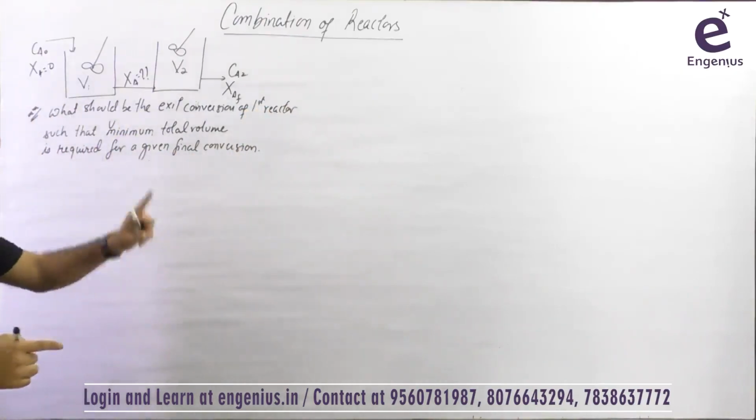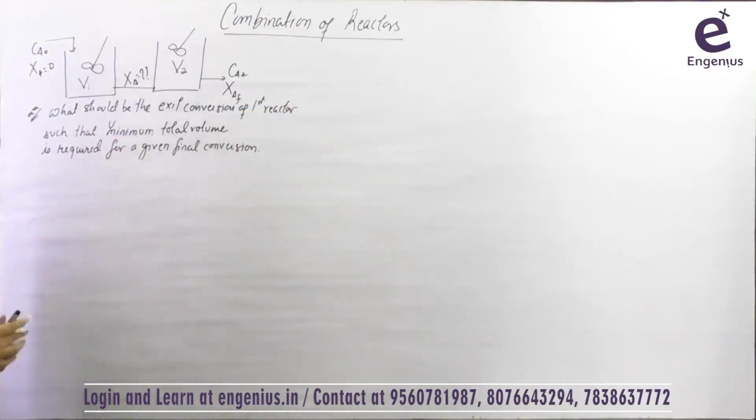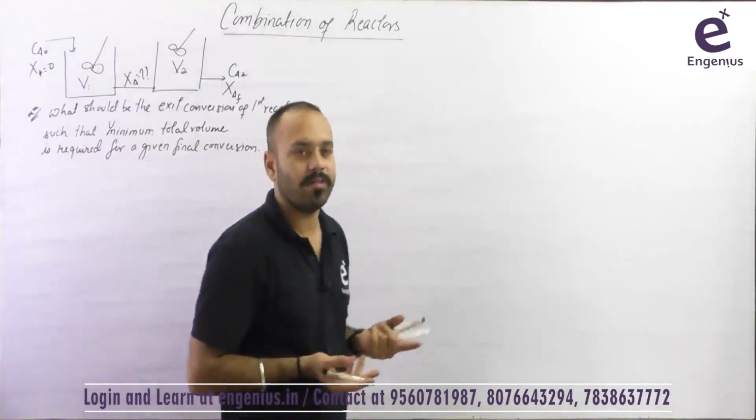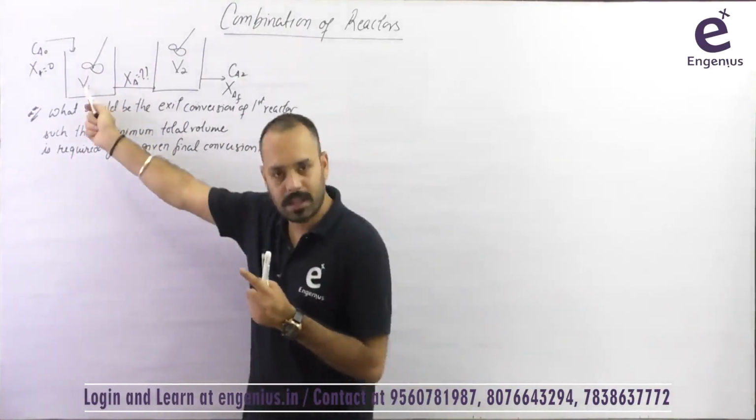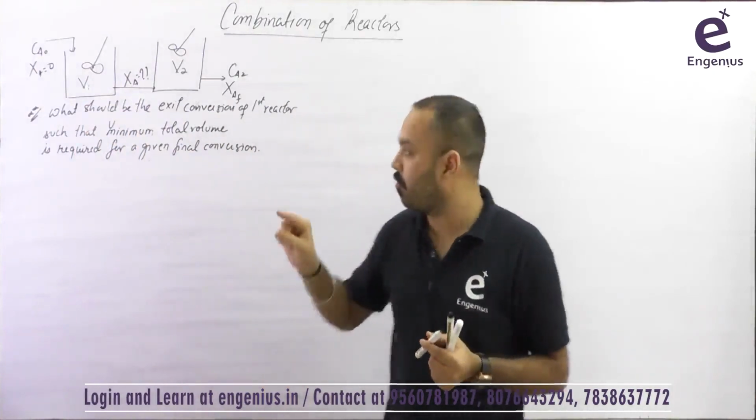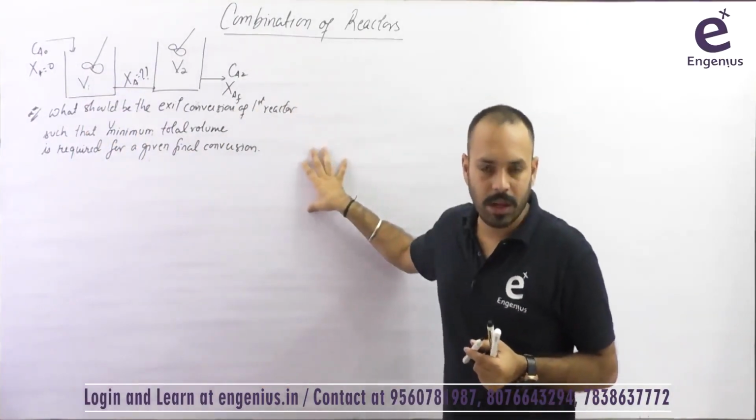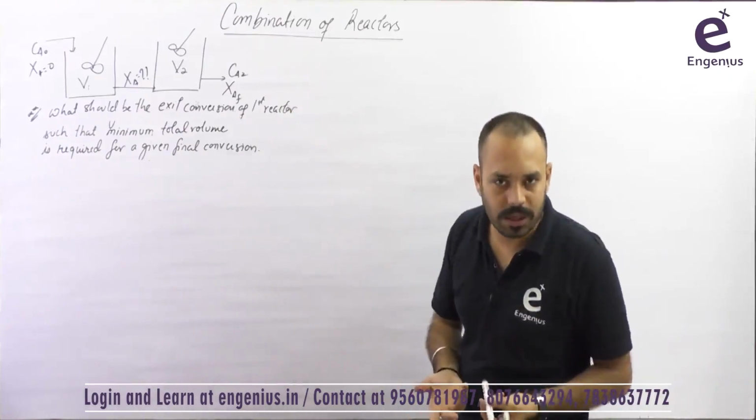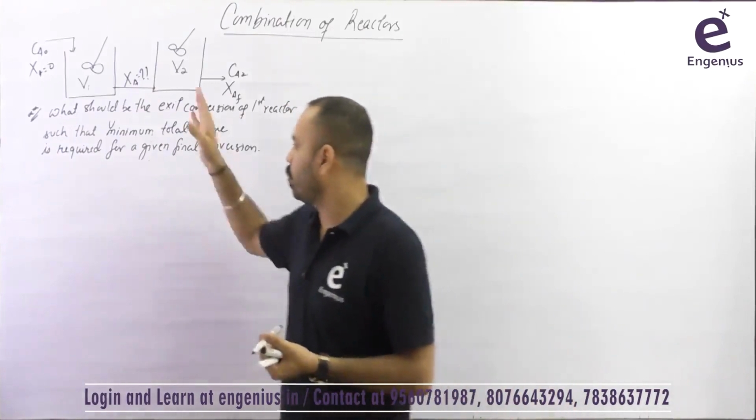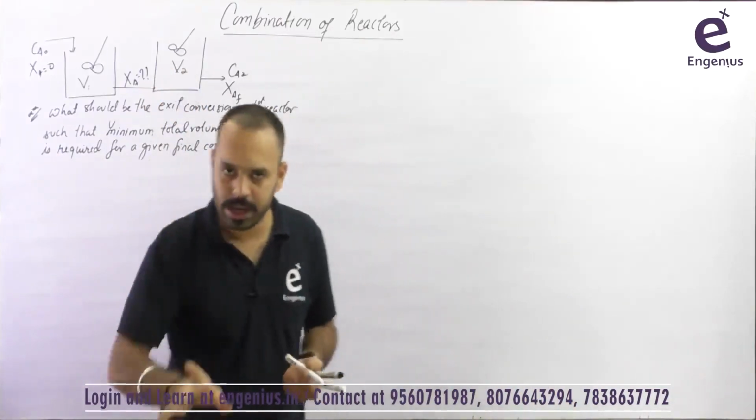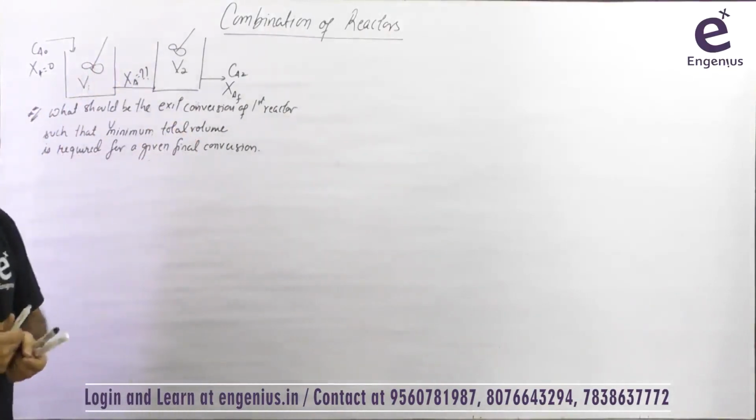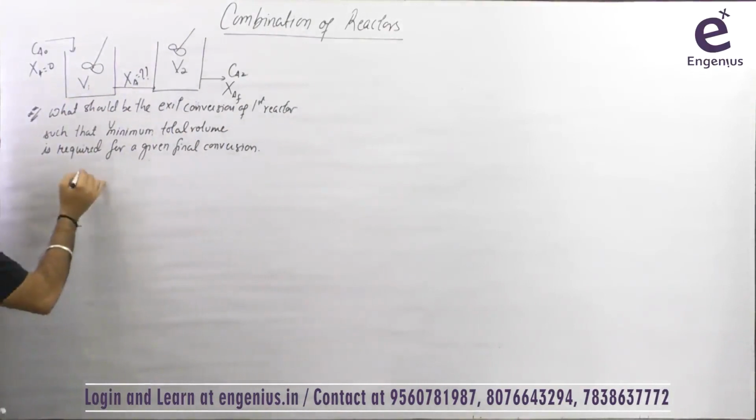I'll come to that part, but right now we are discussing a slightly different case, that I have two reactors connected in series, but I don't know what should be their volume, because if I fix the volume, then definitely the conversion is also fixed. Then the question is, what should be the conversion at the exit of first reactor? It means I don't know the volume of the first reactor, because if I know volume then I know conversion. So what should be the volume or conversion at the exit of first reactor such that the total volume V1 and V2 is minimized, for a given final conversion? That is the question, right?